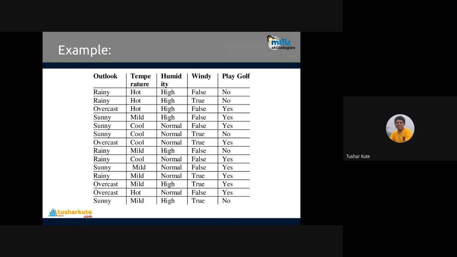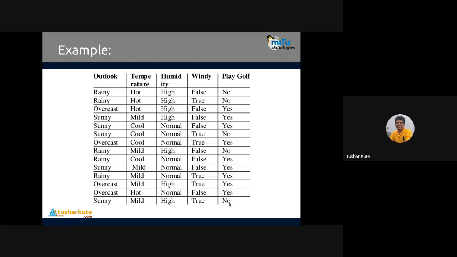This data set is created for a golf player. A golf player has visited the golf ground 14 times, not played actually, just visited. Out of those, he has played the game 9 times. 9 times. Correct.